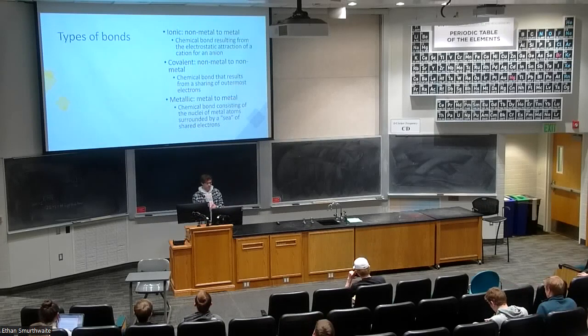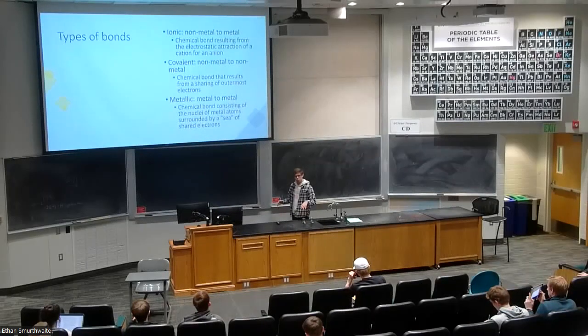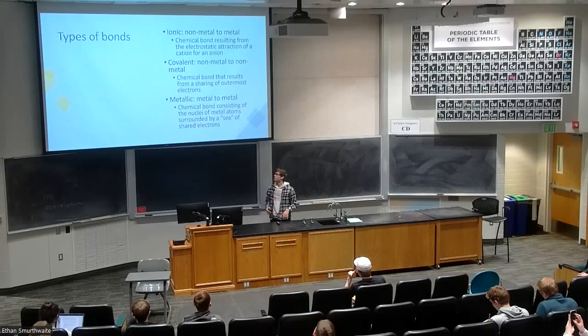So let's talk about types of bonds. We have ionic, covalent, and metallic. Ionic bonds, this is basically stuff you need to know. Last exam on the free response, you had to write definitions and stuff, and you were supposed to know the definitions and the buzzwords. So as long as you know what's up here, you should be fine if it asks you what these are, right?